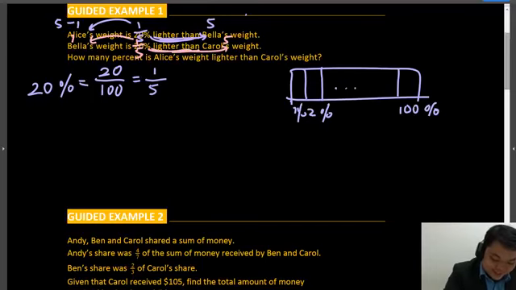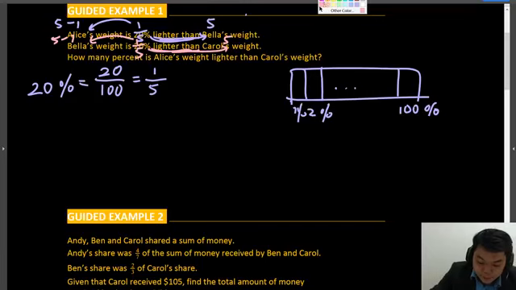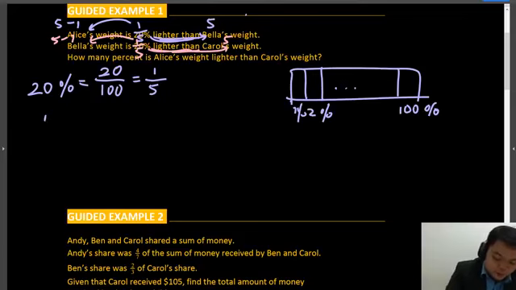Keyword here is lighter, so Bella will be 5 minus 1. How many percent is Alice's weight lighter than Carol's weight? So over here, let's define what this means first. I will show you this in model form, and then I will show you this with the UTM form. Okay, in the model form, it goes like this.